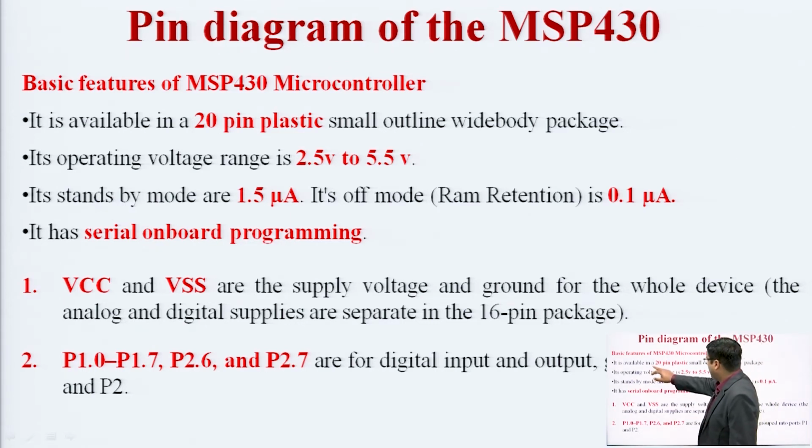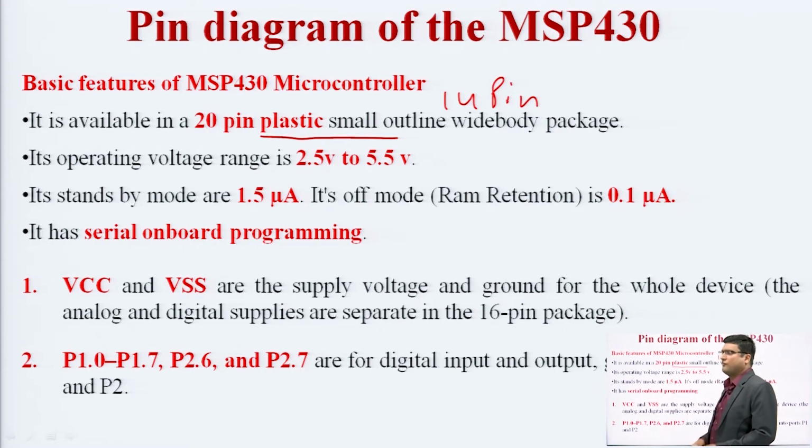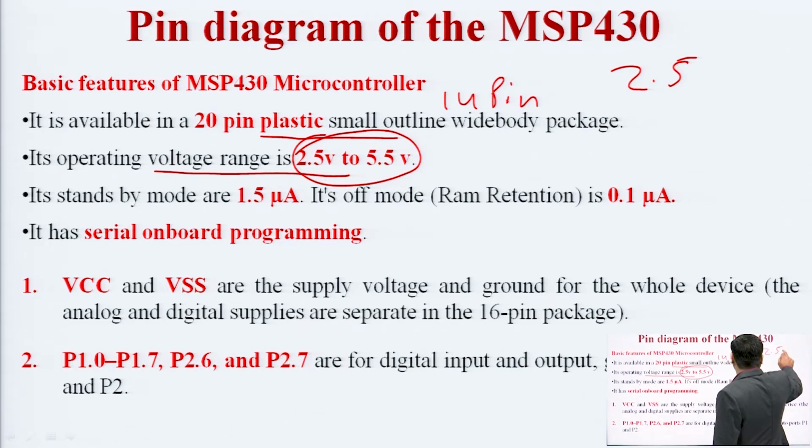So we can see that this is available in a 20 pin plastic package. Basically we are talking about the 14 pin. In particular members of the MSP430 family, pin numbers may vary. It may be a 14 pin, it may be 18 pin, it may be a 20 pin dual in line plastic package. It will depend upon the manufacturer or particular industry which IC is used to manufacture the MSP430. Its operating voltage is 2.5 to 5.5 volt. So within this range, our MSP430 microcontroller will be compatible.